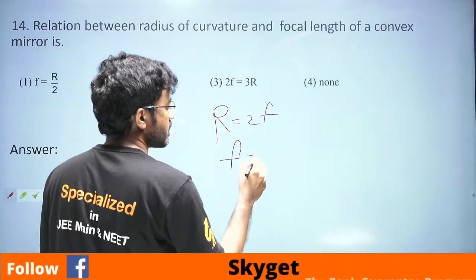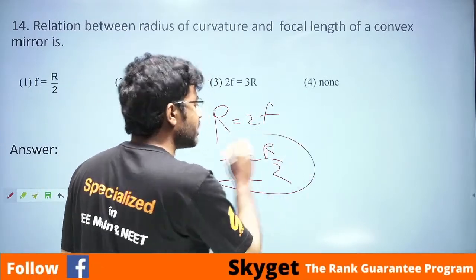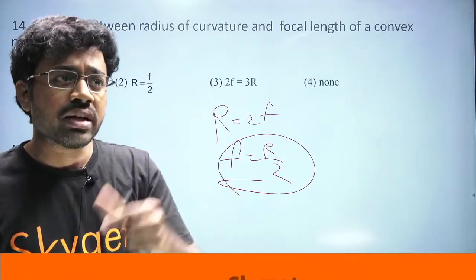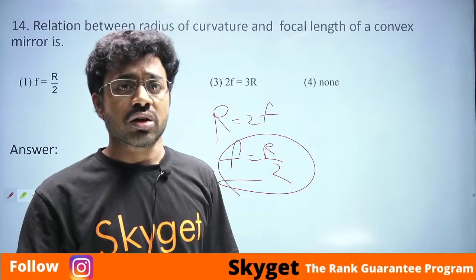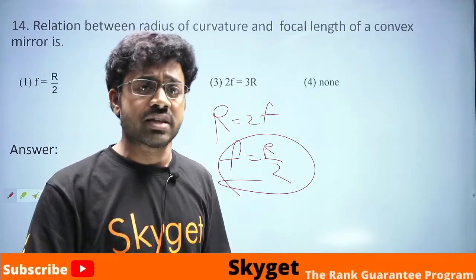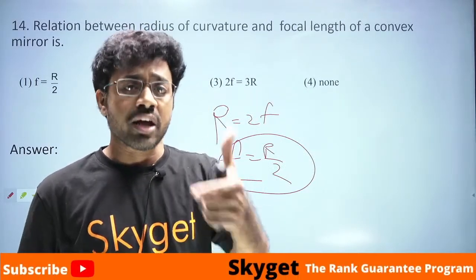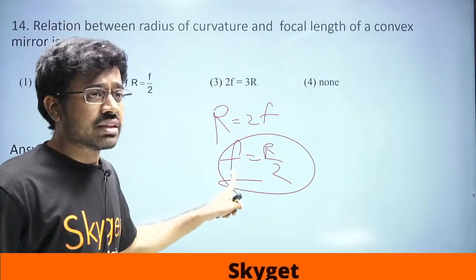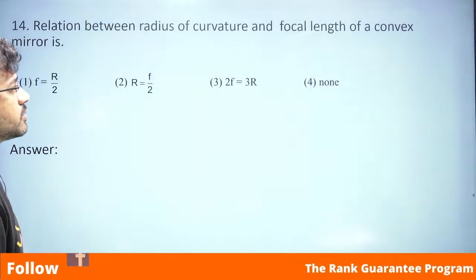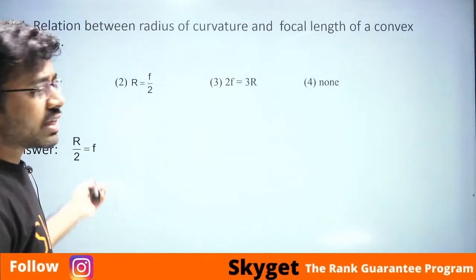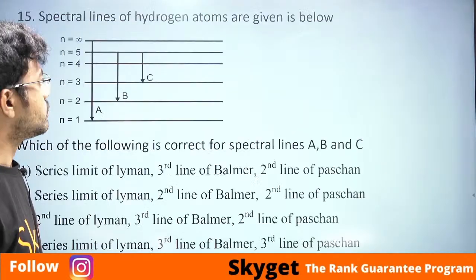From this you can write f is equal to R by 2 directly. But in this problem, if they have given it in terms of signs, then he has given it as a convex mirror. Obviously for the convex mirror, in the most general cases, both the values of f and R are positive, so you will get the same relation. There is no change in the sign for the calculation of focal length. So that is f is equal to R by 2.